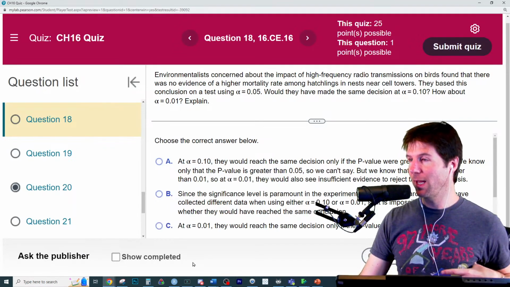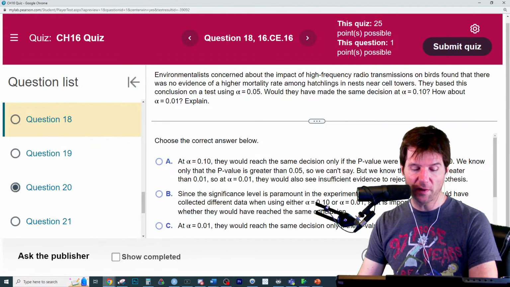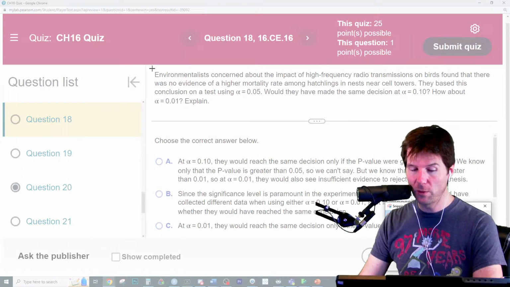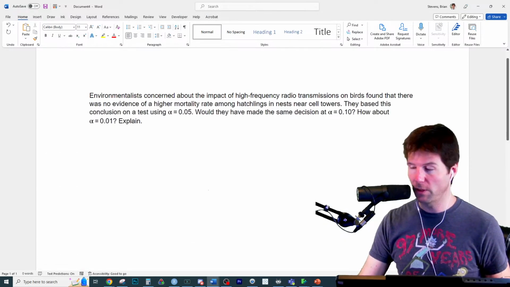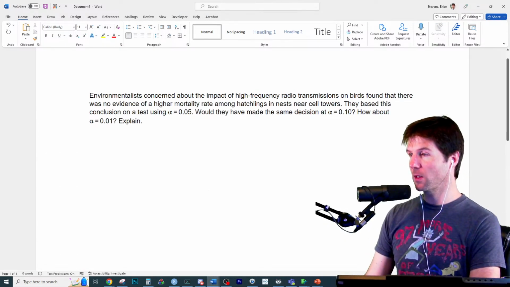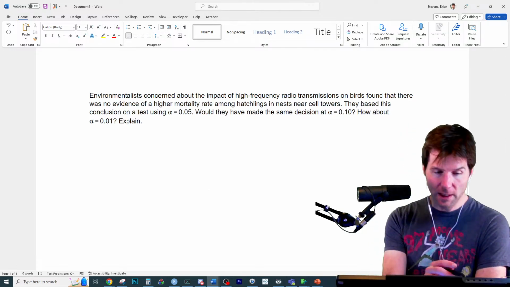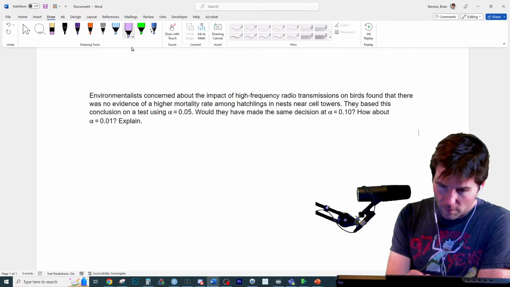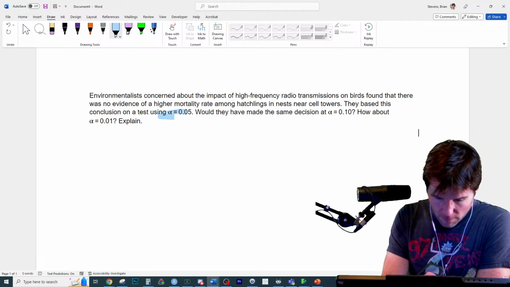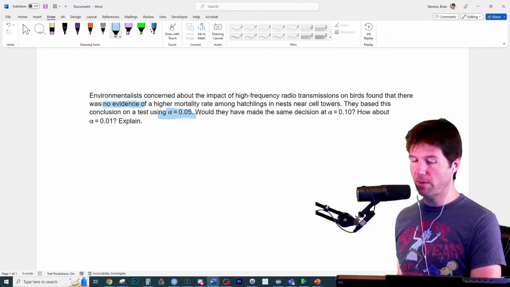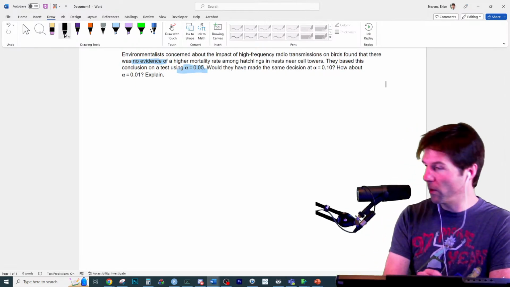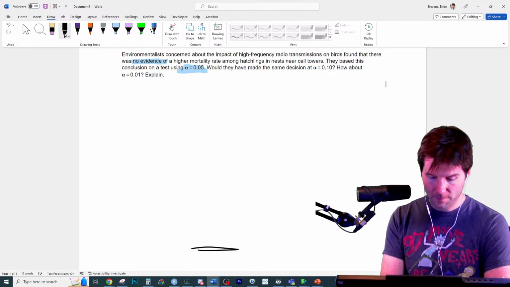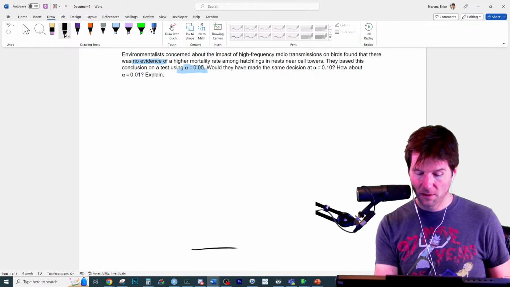So we did not find evidence at the 0.05 alpha level. So what do you know right now? What do you know? This is the key to solving this question. If we did not find evidence, no evidence at the 0.05 alpha level. Or we should say not sufficient evidence.